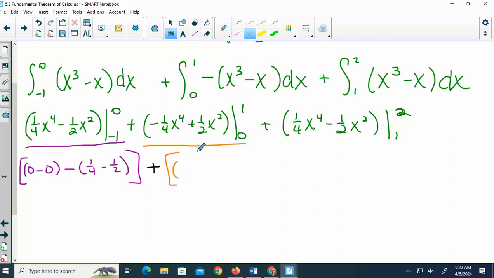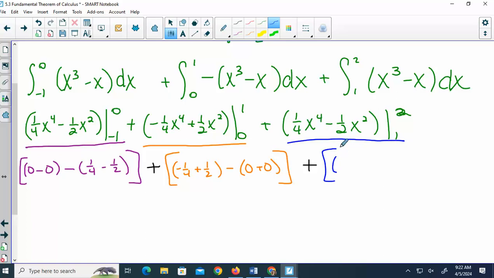Next piece. Put in a 1. Negative 1/4 times 1 is negative 1/4 plus 1 half times 1 is 1 half. Minus, if you put in zeros, we get 0 plus 0. Next piece. 2 to the 4th, 16 times 1/4, so 16 divided by 4 is 4. 2 squared is 4 times a half is 2. Then 1, 1/4 times 1 is 1/4, minus 1 half times 1 is 1 half.